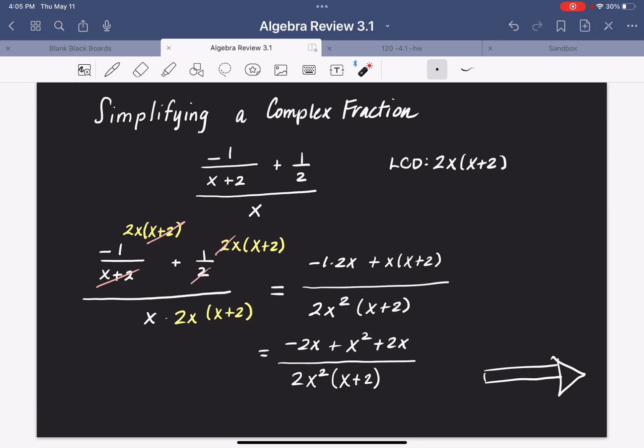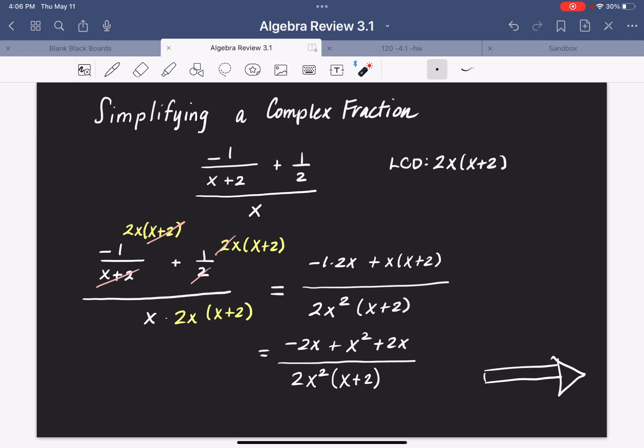Now I'm going to simplify a complex fraction. When you have a complex fraction, that means you have a fraction that has more fractions inside. That's why it's called complex. There is more than one way to do this. You could get a common denominator and add these, but that's not the easiest way.